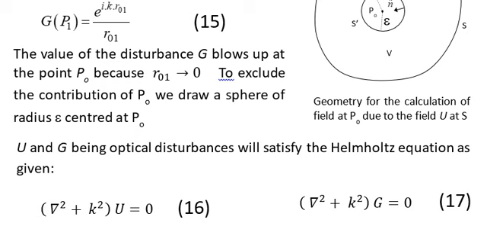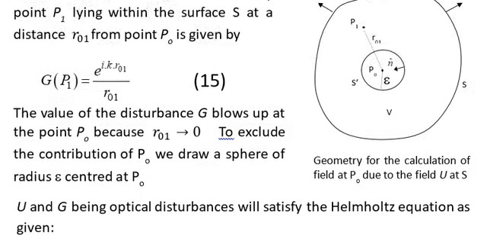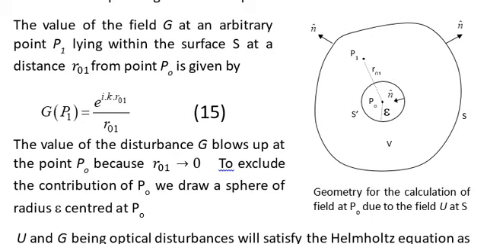To exclude the contribution of the point P0, we draw a sphere of radius epsilon centered at point P0. So you can see in the figure that we have drawn a sphere of radius epsilon centered at the point P0. This is a sphere, and we have also shown that the internal surface of that sphere is S prime, where the unit vector n hat is shown towards the point P0.